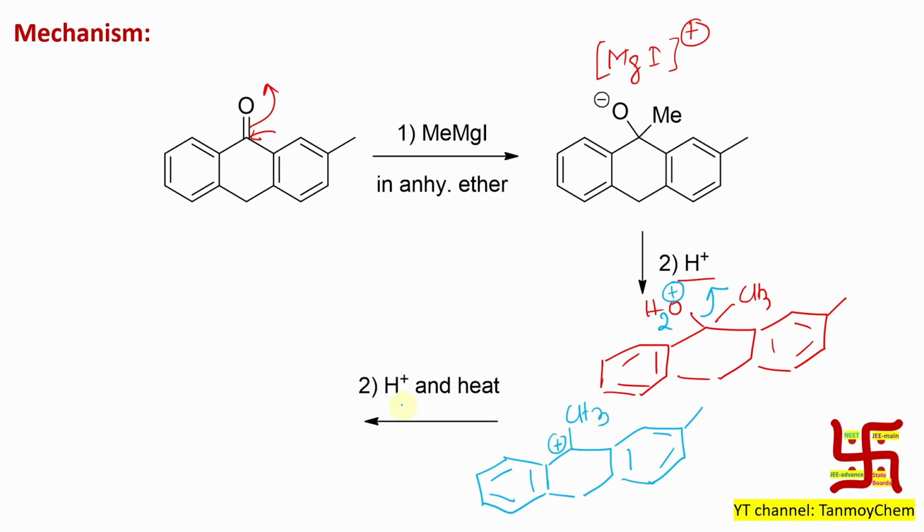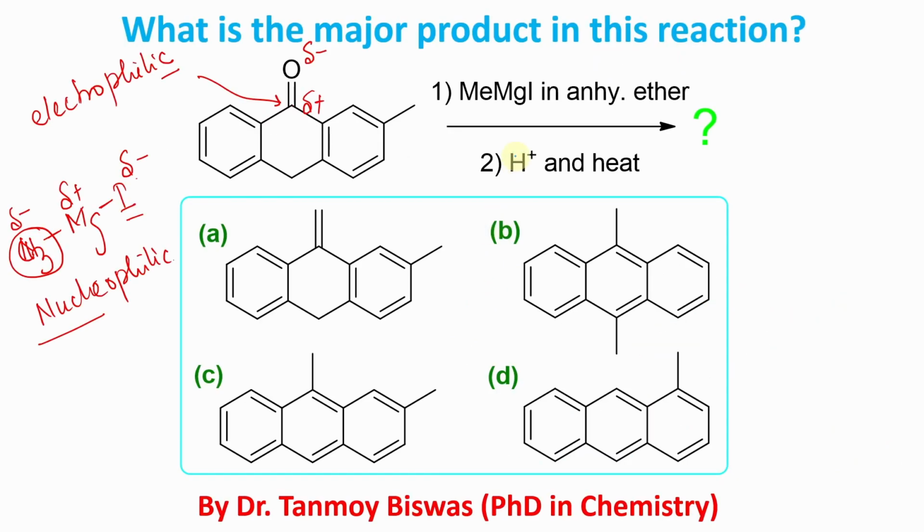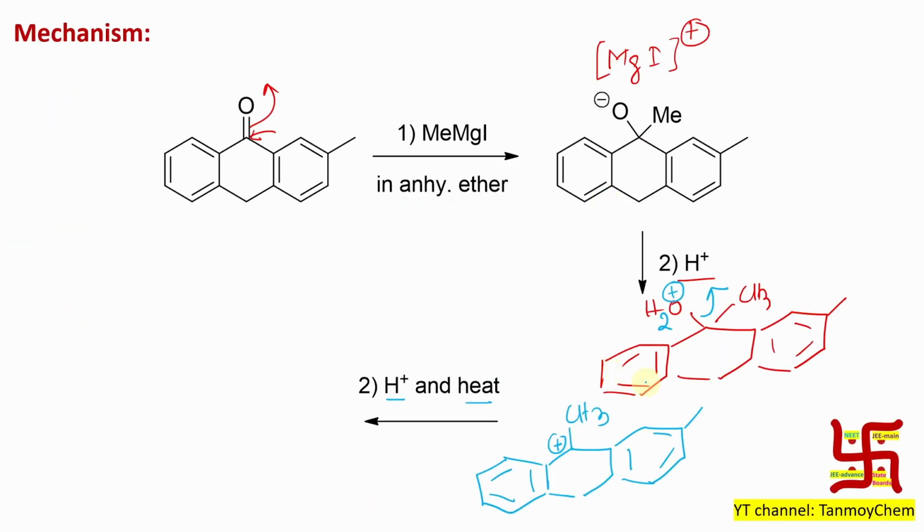Now what will H plus and heat do? Heating is also given. You can see H plus and heat together. We know generally heat prefers elimination. Generally we have observed that next to the positive charge, if there is at least one hydrogen, this hydrogen is eliminated as H plus and produces an alkene. So this is the general understanding, like alcohol dehydration to alkene, acid catalyzed.